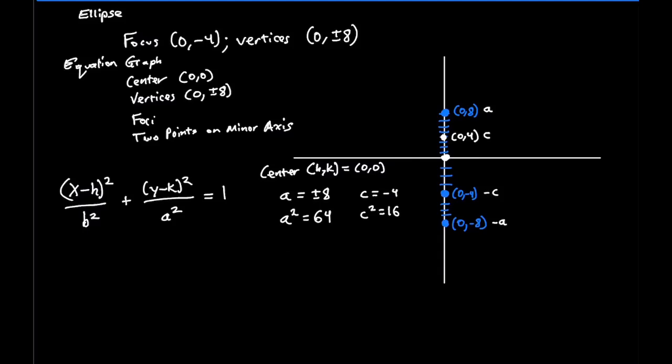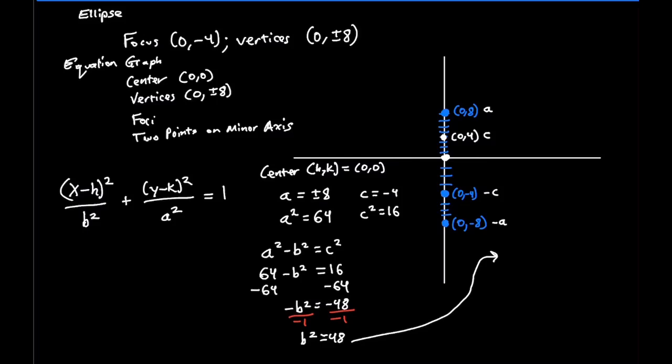The important thing to remember with the ellipse is that it has a special equation. It's a squared minus b squared equals c squared. And so we know that this one is 64. We're looking for b squared. And this one's 16. We'll move the 64. And when you do that, this turns into negative b squared equals negative 48. And then go ahead and divide both sides by negative 1. And you get b squared equals 48. Continue this over here where there's some more space.